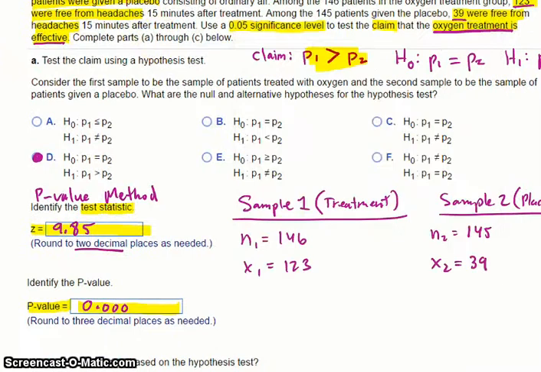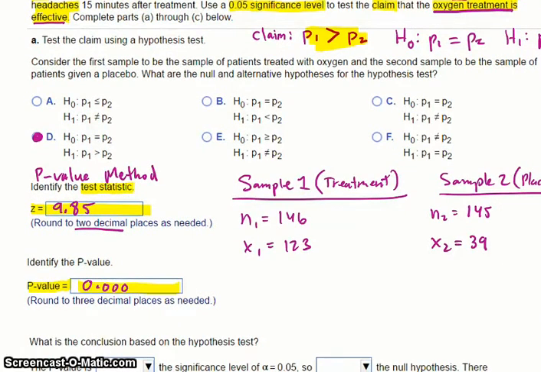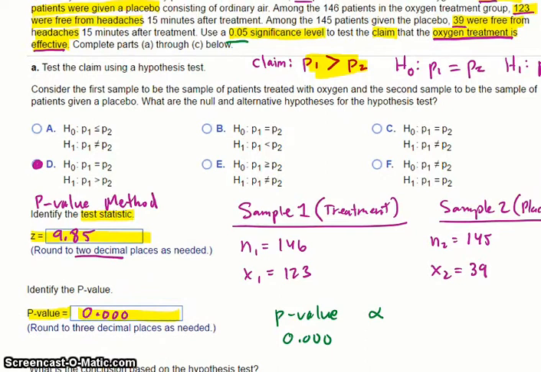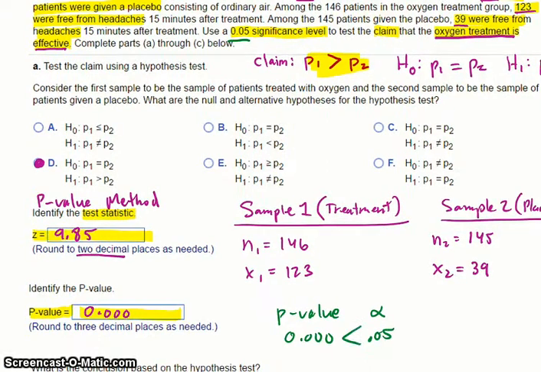Okay. So once we get the p-value, we're going to compare the p-value with alpha, the significance level. The p-value is 0. Alpha, up here, is 0.05. So let's see, 0 is clearly smaller than alpha. So when the p is low, we reject the null.